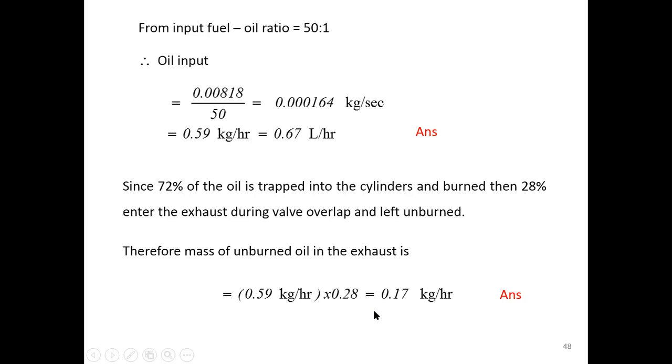So we deliver 0.95 kilogram per hour of the oil, but 0.17 kilogram per hour of the oil flows out with the exhaust gas. All of this happened because of this valve overlap, right? So in the valve overlap period, this is the physical event that you should be able to see, for the mass in and mass out.